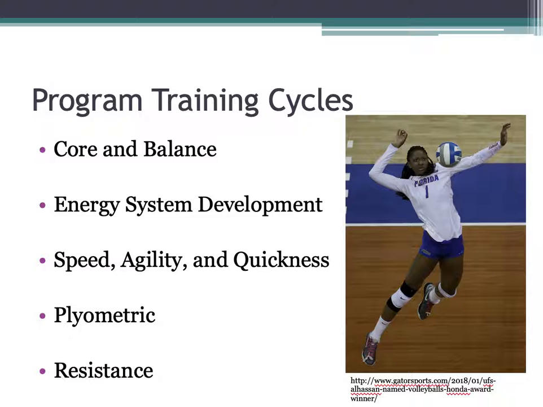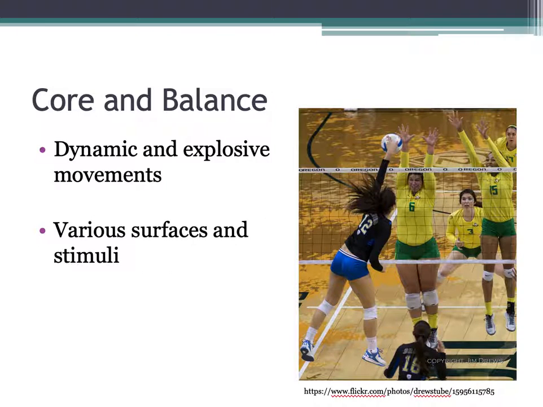Our program consists of 5 different training cycles. This includes core and balance, energy system development, speed, agility, and quickness, plyometrics, and resistance. Volleyball consists of dynamic and explosive movements that require a stable core to perform a variety of technical skills. Core and balance training will consist of various surfaces, stable and unstable, and stimuli to challenge the neuromuscular system.